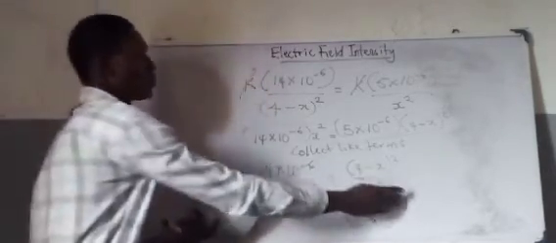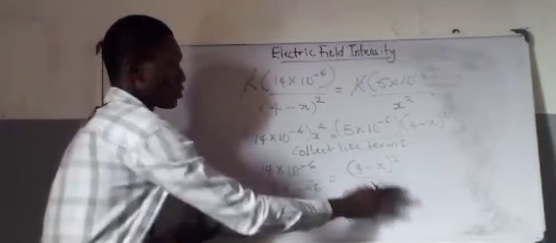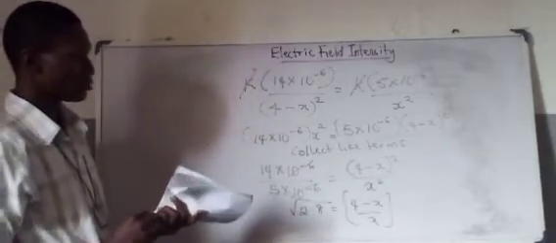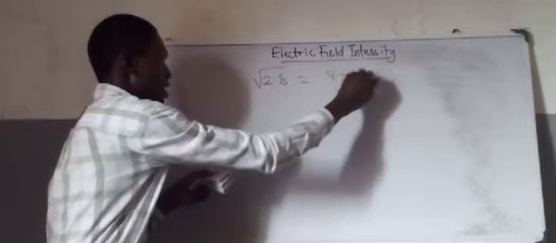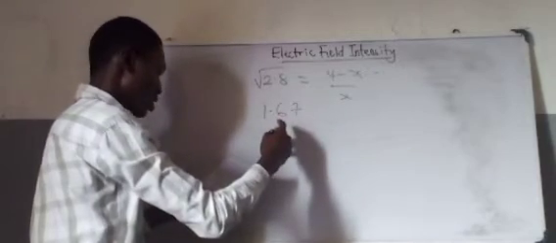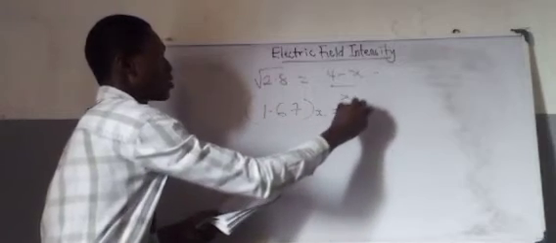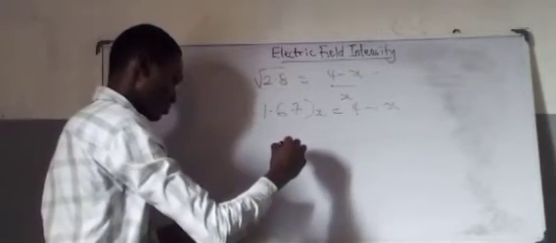So for us to eliminate this square, it means we take what? The square root of 2.8. So we are having the square root of 2.8 giving us (4 minus x) divided by x. And here we have 1.67 as the answer to our square root. And we multiply it by x. So it gives us 4 minus x.